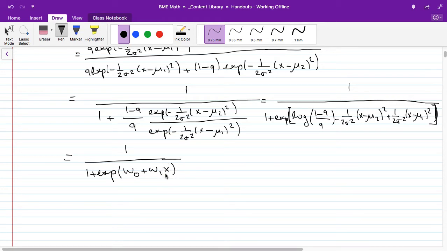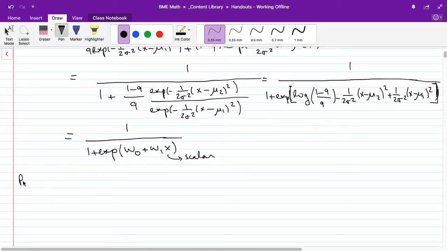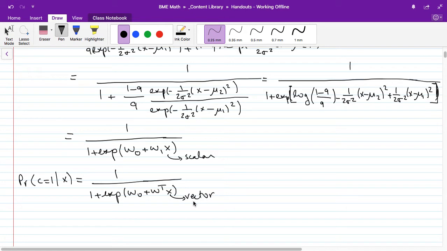That's in the case of x being a scalar. If we have vector quantities, then the probability of class 1 given x is going to be equal to 1 over 1 plus an exponential of w0, which is a scalar, plus w transpose times x. So this is now a vector. This is a vector. This is a scalar.